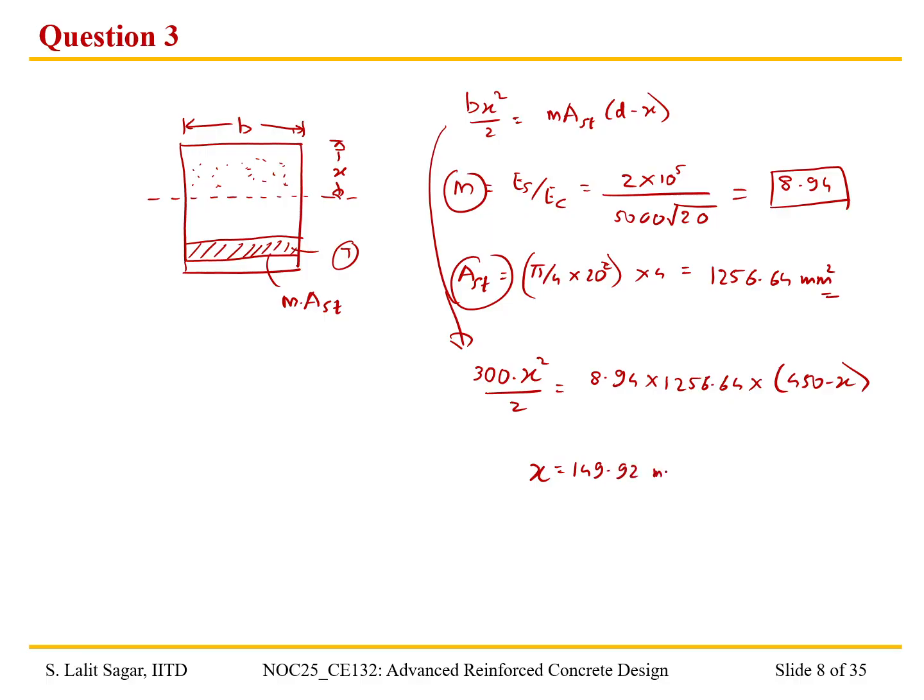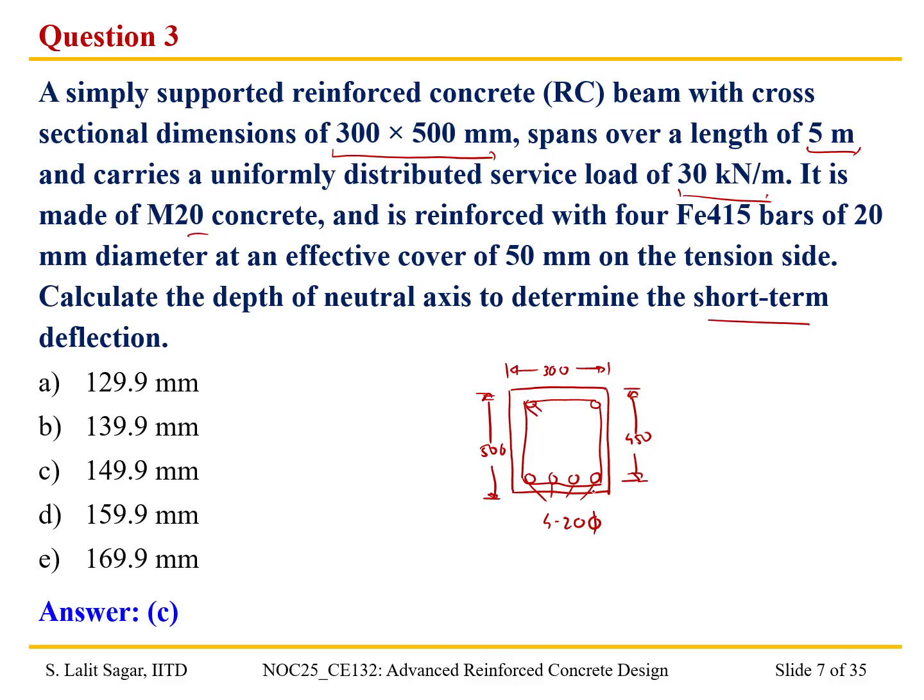I request all the participants who are watching this to confirm this. So we get the value of the depth of neutral axis as 149.9 mm, that is option C.